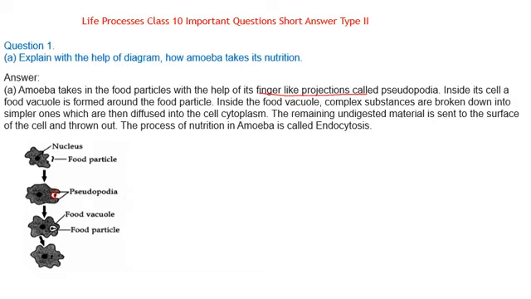You have to show this with the help of these 4 diagrams if this question is ever asked, and label them properly. Show the food particle, the nucleus, how the pseudopodia has grown over the food particle, and how the food particle is now totally inside the food vacuole. It is engulfed by the pseudopodia and then digested by the enzymes present in the vacuole. The undigested material is sent to the surface and thrown out. This process of nutrition in amoeba is known as endocytosis.